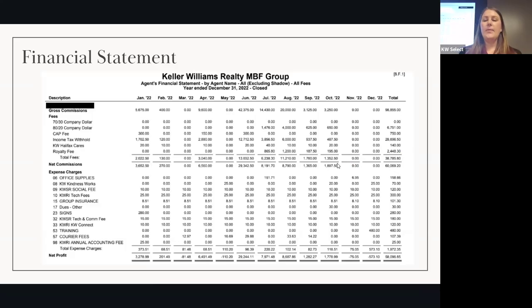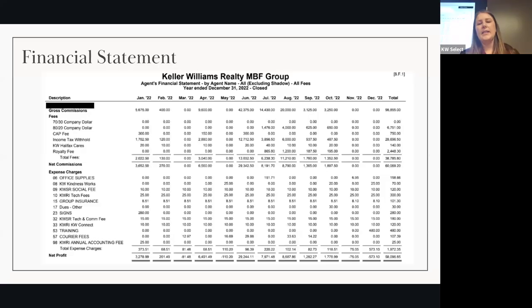I will say these last two reports, your tax worksheet and your annual financial statement, just forward those to your accountant. When you get these, if your accountant's doing your HST or your income tax, just forward these off to your accountant. It's going to help them.